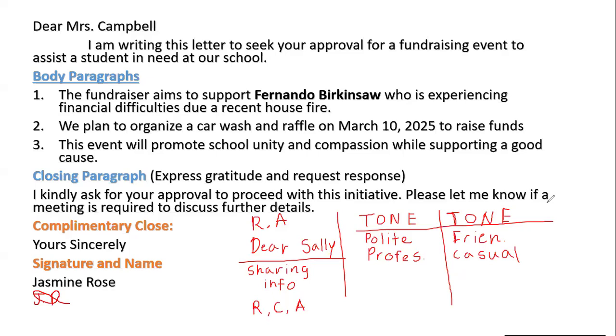And then for the formal letter, your closing is different. For the friendly letter, you might say, "Take care," or "Best wishes." But for the closing of a business letter, you would say "Yours truly," or "Yours faithfully," or "Yours sincerely." The signature for the friendly letter would be your first name, but for the business letter, it will be your full name. Those are some differences between the friendly letter and the business letter.